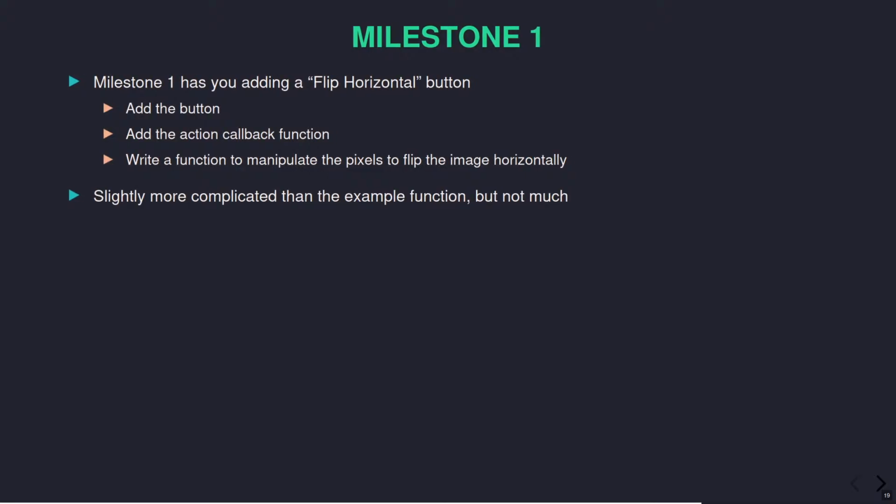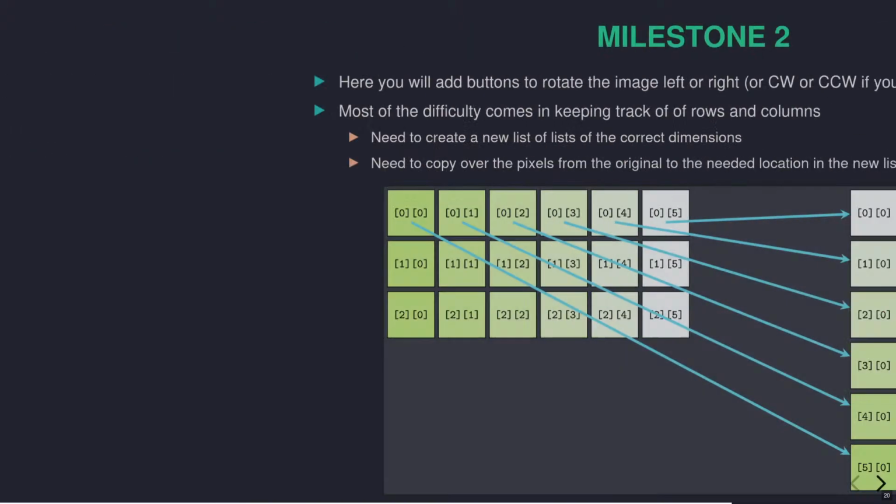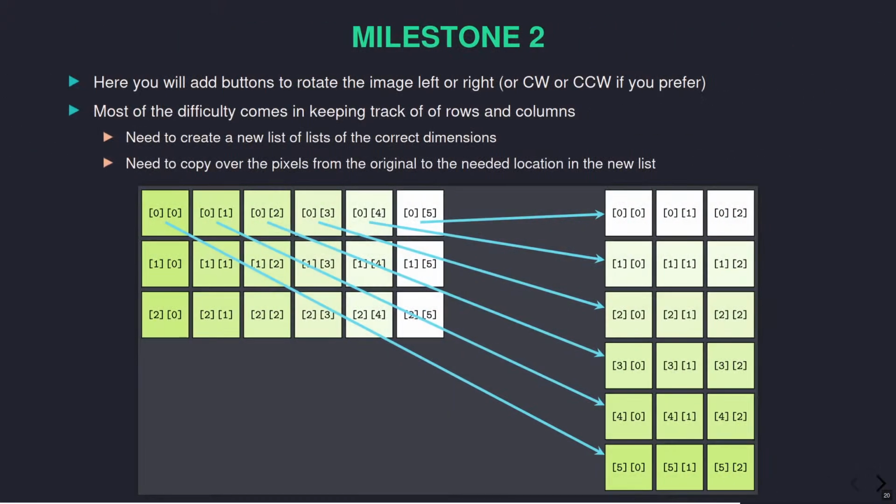Okay, milestone 1 has you adding a flip horizontal button. I bet that's really hard. And so if you get stuck on that, do not check these slides from today, okay? There's nothing that can help you on this. But if there were something that could help you on this, it wouldn't be in today's slide, so you should look somewhere else first, okay? The next thing you have to do is a rotate.